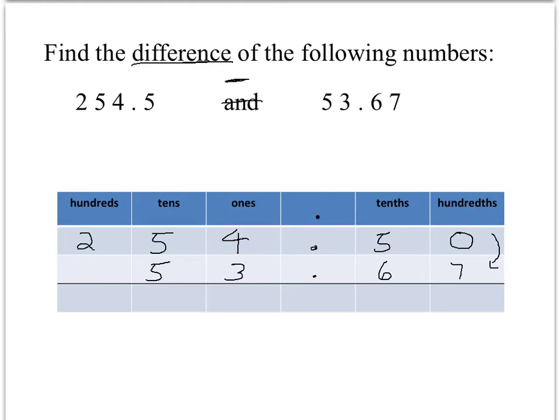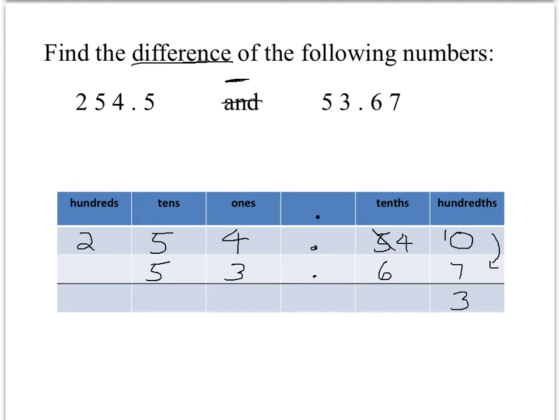Now we have to subtract 0 minus 7, and we cannot do that. So we go over to the left and borrow 1, making that a 4, and we bring that 1 over to the hundredths place, and now that is 10 hundredths. 10 hundredths minus 7 hundredths is 3 hundredths. Then we move to the left over the tenths. Now 4 tenths minus 6 tenths.